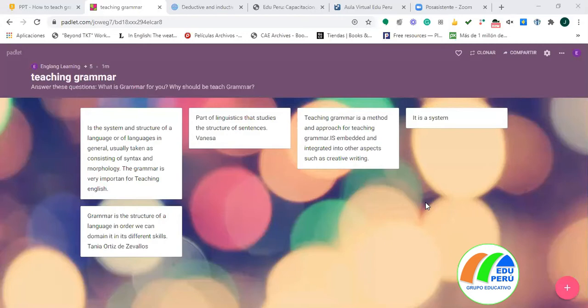Caesar, system and structure of a language or of languages in general. All right. Oh yeah, if you cannot enter to the paddle, you can write it on the chat. Yeah, maybe it's the connection, or maybe you need to install other software, or you have to update it. Yeah, there are maybe some technical problems. So you can do it on the chat, all right?